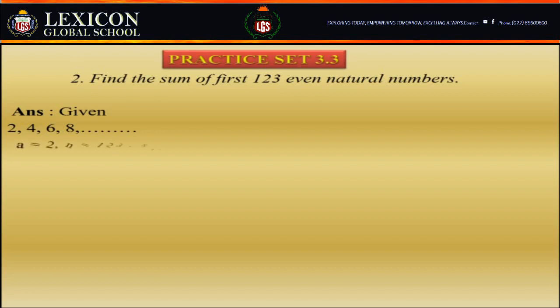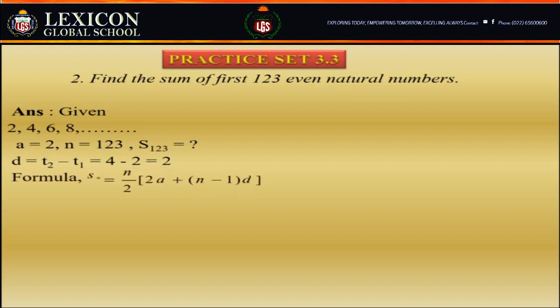So what is A? A is 2. N is 123 because they have asked me to find the sum of 123 even natural numbers. So 123 is my N. And my Sn, that is S123, I need to find. What is our D then? Our D is T2 minus T1. That is 4 minus 2 equals 2. Let us substitute these values in the formula of Sn.